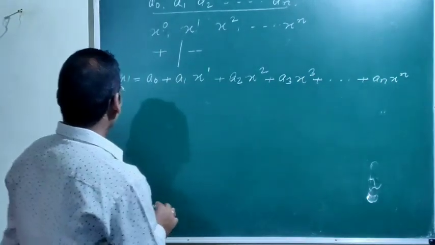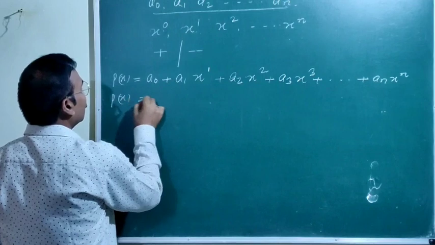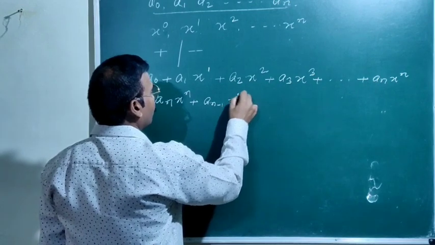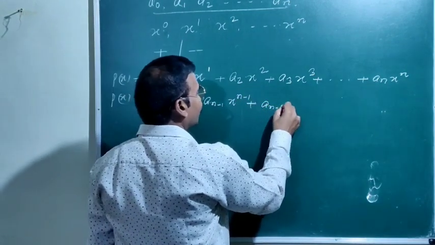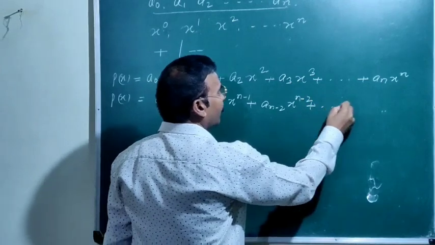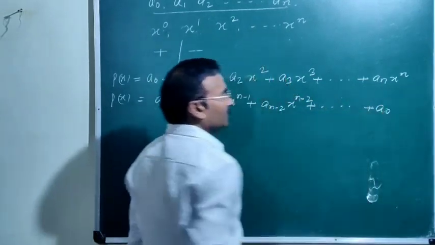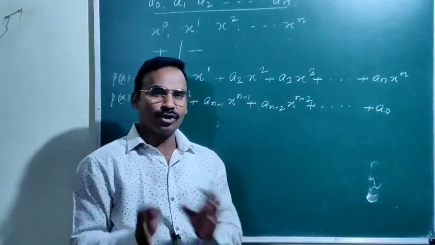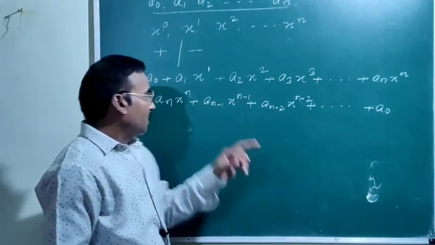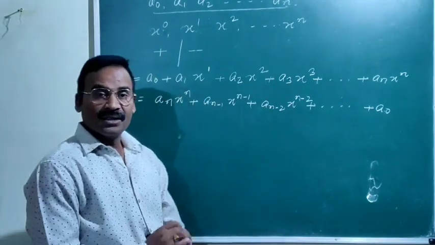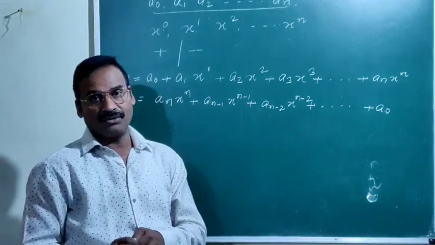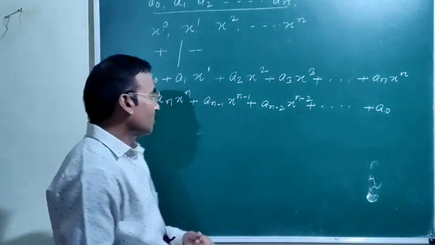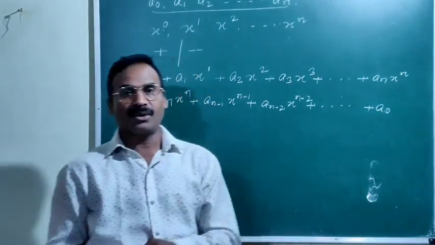Okay, now also we can write this as an x to the power n plus an minus 1 x to the power n minus 1 plus an minus 2 x to the power n minus 2 and so on plus a0. What is the difference between both statements? Just watch and observe. This expression is in ascending order as power. This expression is in descending order as power. So this is the general form of the polynomial.